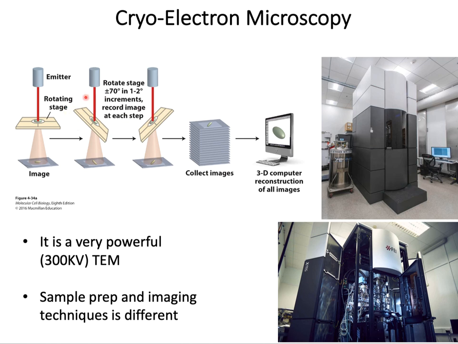In cryo-EM, the sample stage is rotated up to an angle of plus 70 degrees to minus 70 degrees with 1 or 2 degree increments. So each frame of image has a slightly different orientation of the sample. This slight difference in each individual image is processed and analyzed with highly sophisticated mathematical algorithms to produce stunning three-dimensional images, even at atomic resolution.